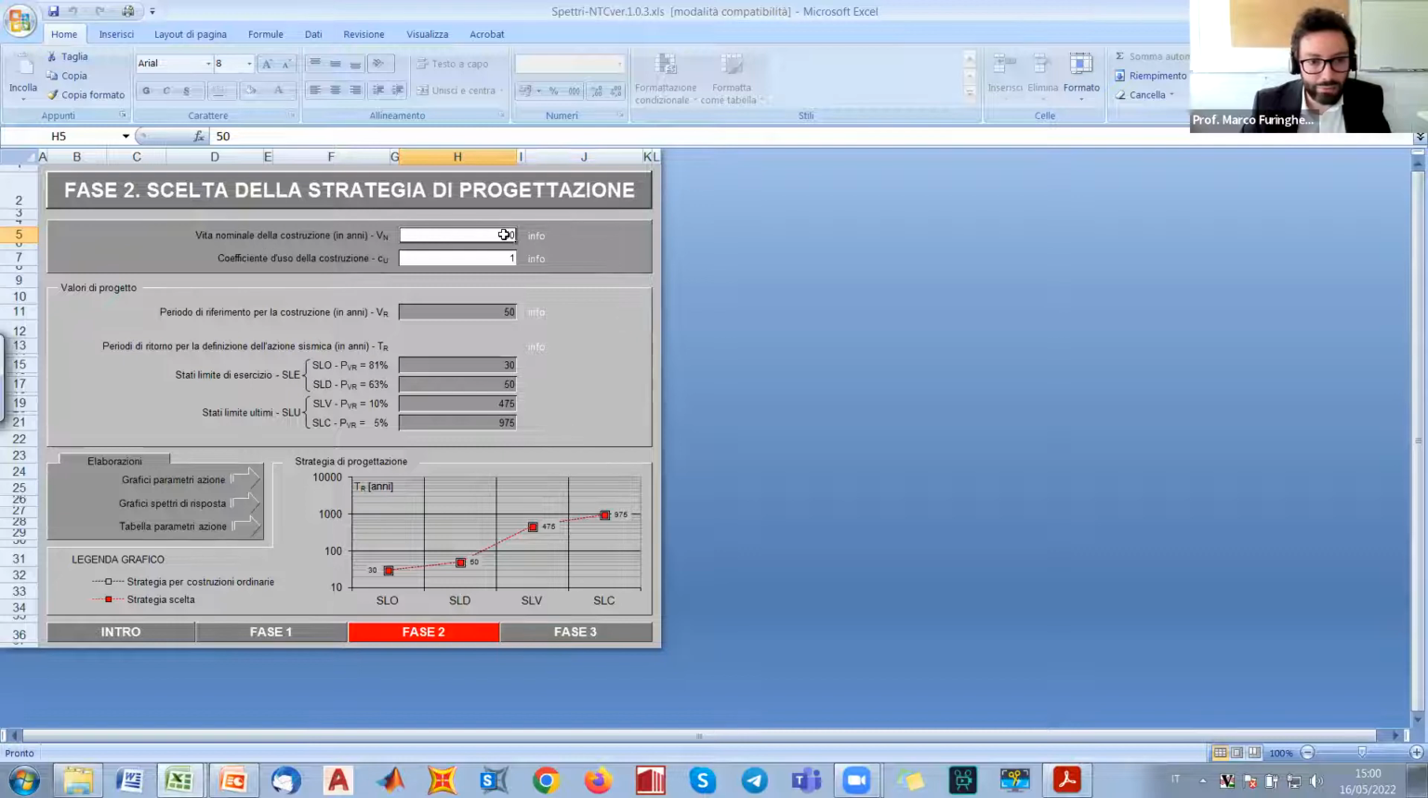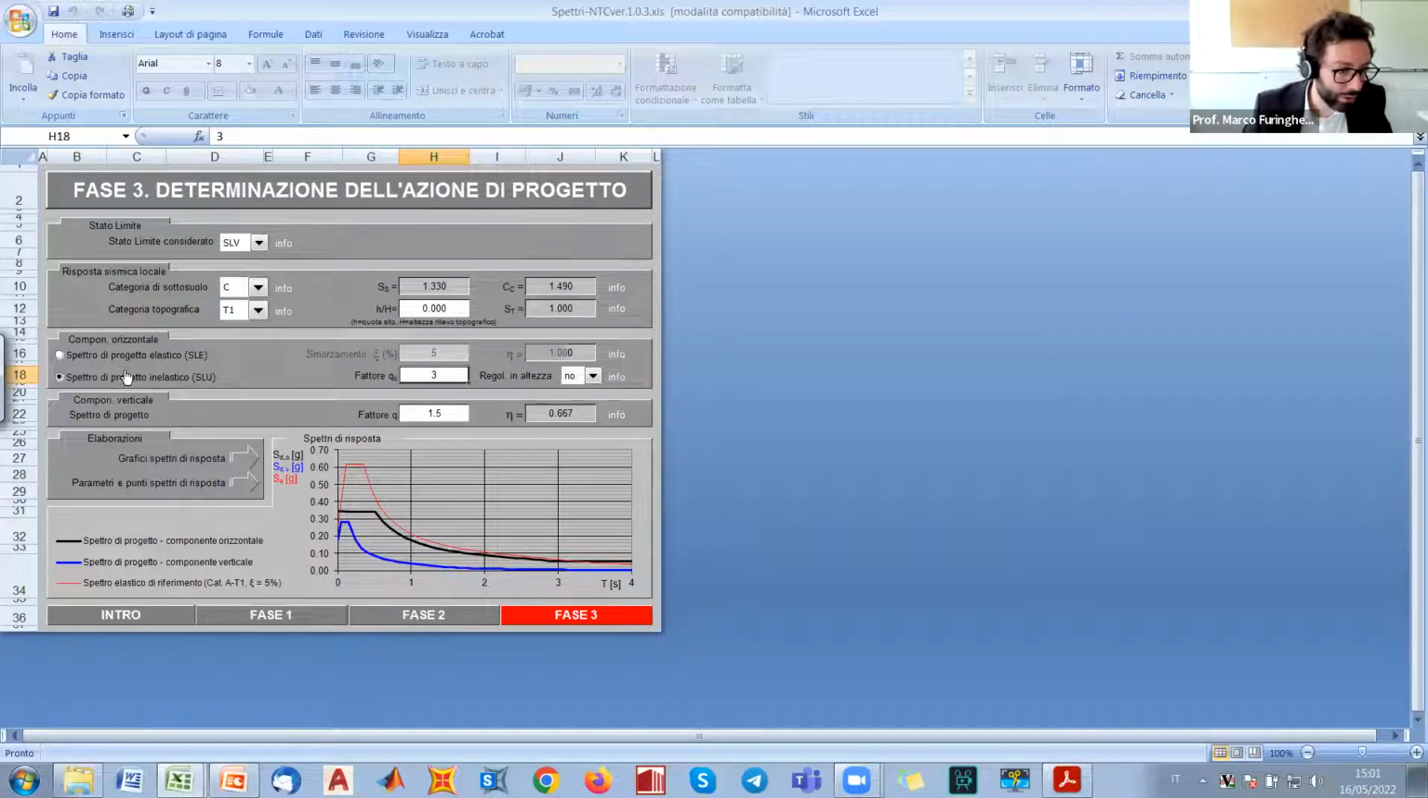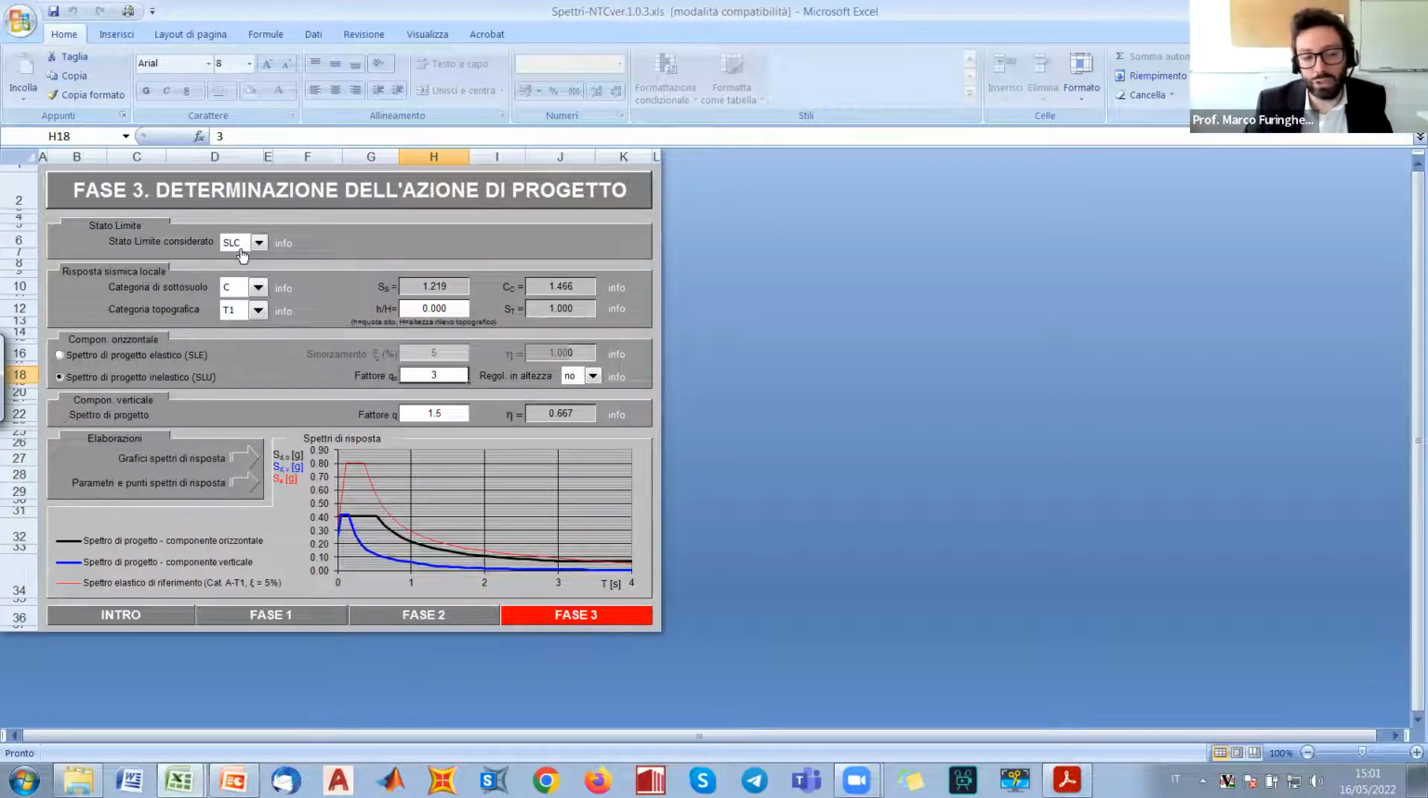We have the nominal life of 50 years together with a classification factor equal to 1 because it is not a strategic building. And then we consider the probability of exceedance within the nominal reference life, which gives 975 years as a return period value. Then we have the third phase, which returns the response spectrum. We have to select SLC, which is related to the collapse limit state, soil category C, and topographic category T1.